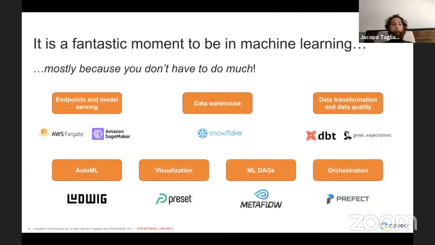So with my two theses laid out for you, I'd say there is a really fantastic model to be in this field, and mostly it's because you don't have to do much. As you can see here, there's a bunch of logos. They're not meant to be any kind of publicity, just examples of things you can go and find online right now. We're going to see some of them in the demo later.